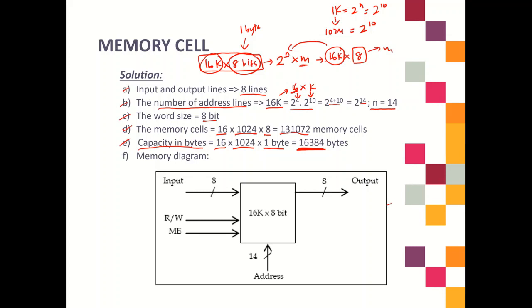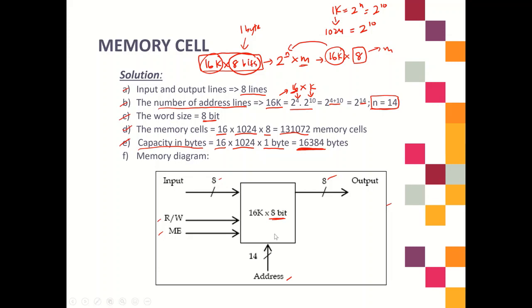And then next, draw the memory diagram. This is how you draw the memory diagram. Input line, you have 8, because it refers to your word size. Output line, you also have 8. RW, you have 1 line. ME, you have 1 line. Address line, you have 14, because in the second question you already found the number of address lines. So your number of address lines is 14. So here you have 14.